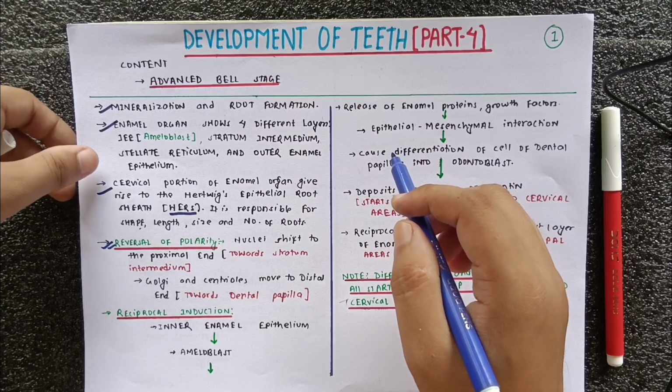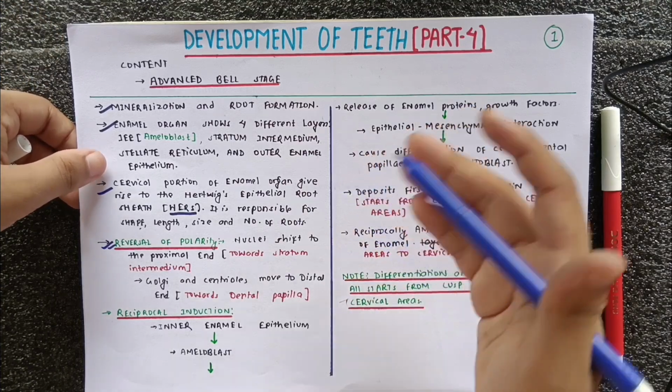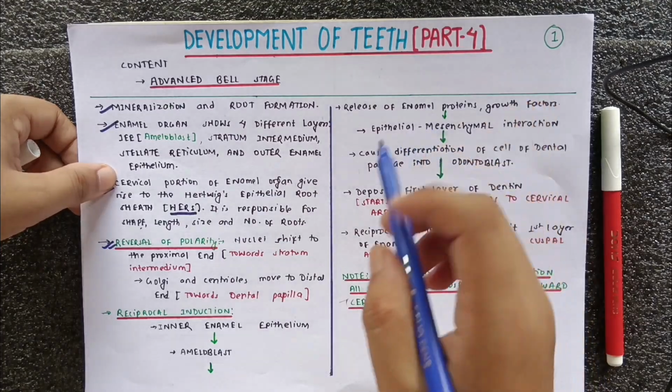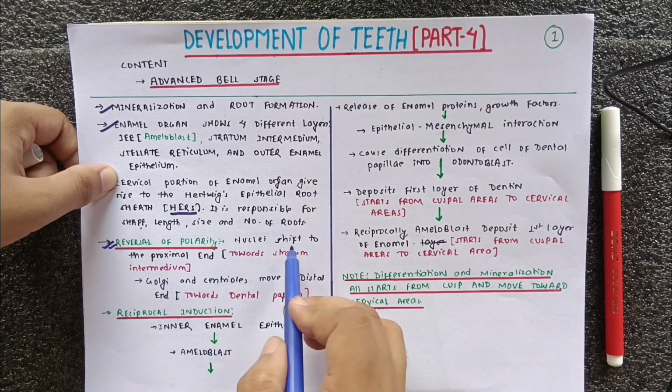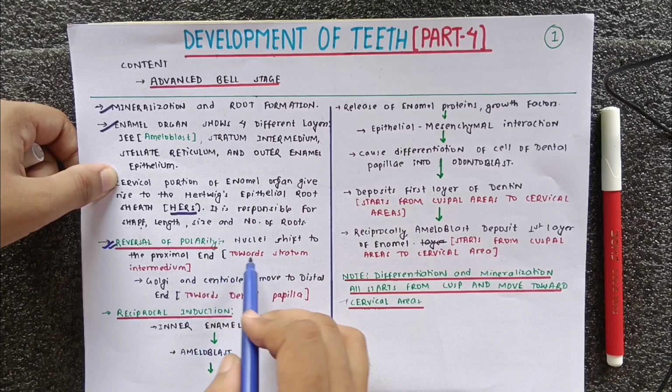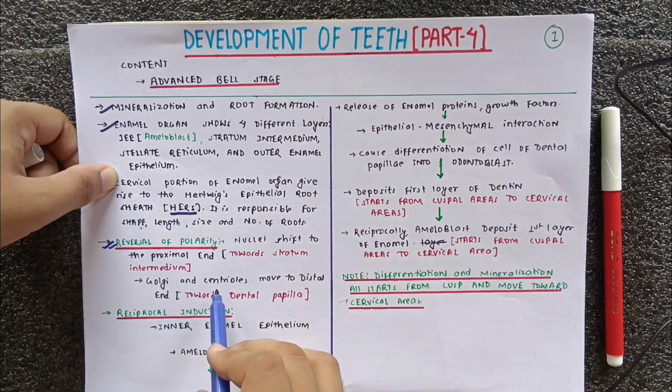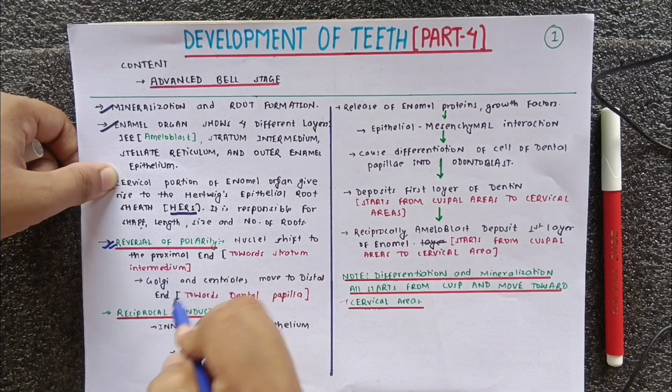Okay, so the connective tissue, that is dental follicle cells. So remember that. And in this reversal of the polarity, as I have written here, the nuclei shift proximally, towards the stratum intermedium, and the Golgi and centrioles move towards the distal end, that is towards the dental papillae. So I will explain with this point.